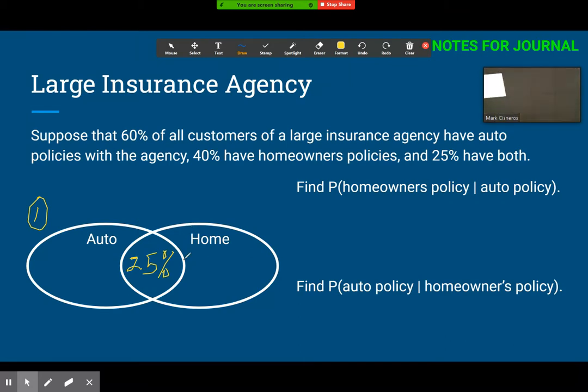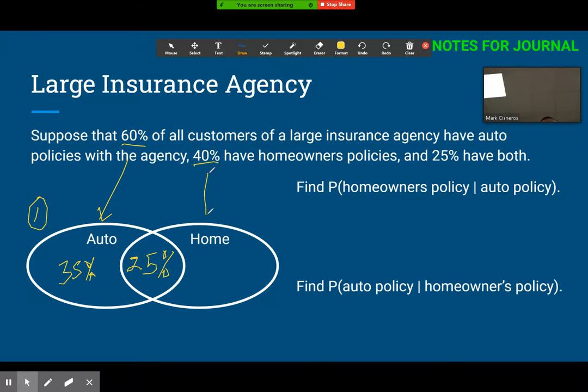Now we have to be careful as we're working backwards. I can't just put 60 right there. Why not? 25% is already in the middle. I have to subtract to figure out what's left over. What's 60 minus 25? 35. 35 plus 25 is 60. Now that's my total. 60 is the total for that whole bubble. Okay, so we all see where that came from.